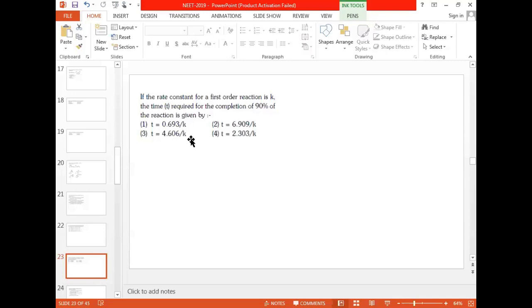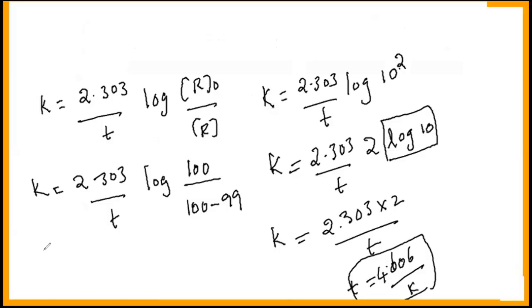Now here 90 is given, no? Let us try with 90 also. What answer do we expect? Is any other going to match? K is equal to 2.303 by t log 100 by 10.